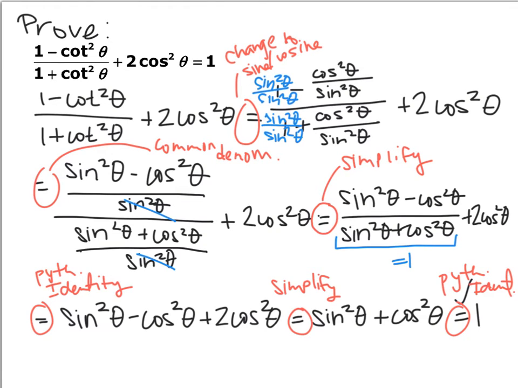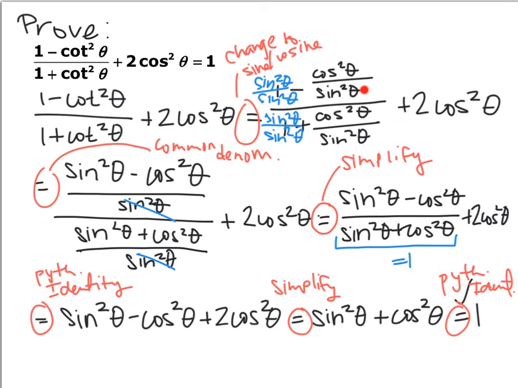So on the denominator, you have sine squared of theta plus cosine squared of theta, which is equal to 1. So you can simplify that down to 1. The next line, you have sine squared of theta minus cosine squared of theta plus 2 cosine squared of theta. So negative 1 cosine squared theta plus 2 of them is equal to just 1. So just simplified that. And you end up with sine squared of theta plus cosine squared of theta, which is equal to 1.